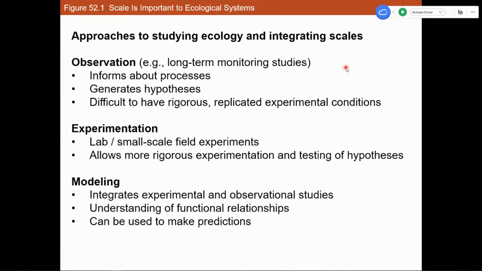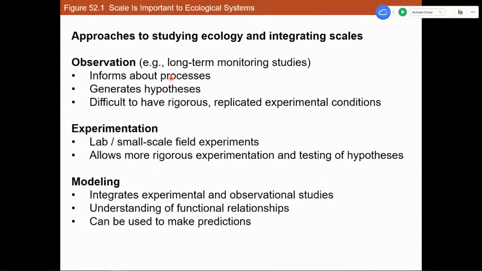So, for example, in many instances, fisheries biologists do this because there are fish populations out there that are very economically valuable, that are being harvested, and so they want to monitor them over time because they want to see if they're changing and if they're sustainable, okay? And these types of long-term studies, they inform about the processes, so how do populations and communities change over time, but they can also be used in generating hypotheses.